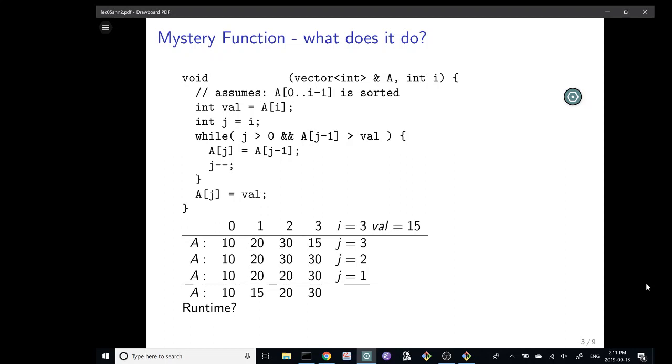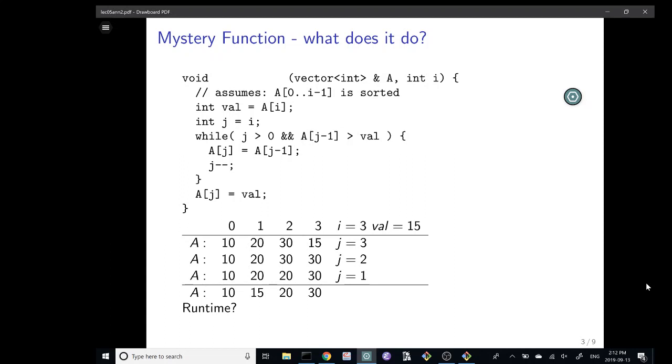This is slightly different because it starts with an index j, and j starts at I, and it decrements j. So j is going to be looking at the array locations that are at or before array location I. It's not even going to go down to this part. Findmin looked at everything that was after I and afterwards. This is looking at stuff before. So let's think about what this does.